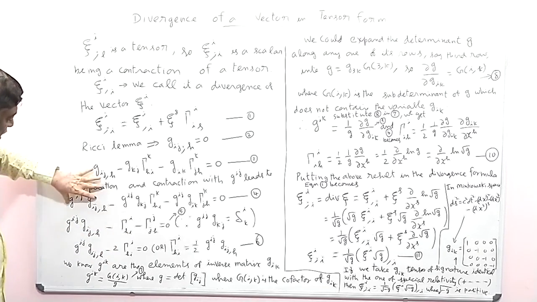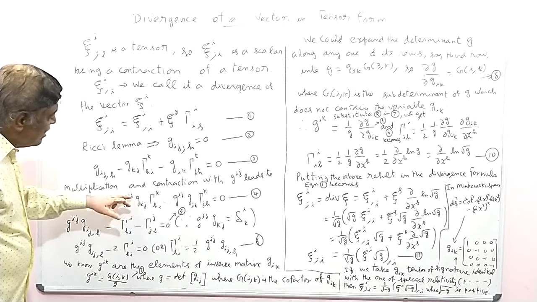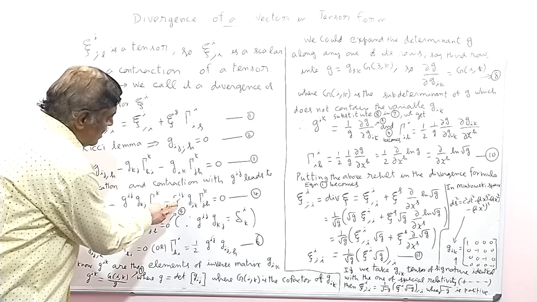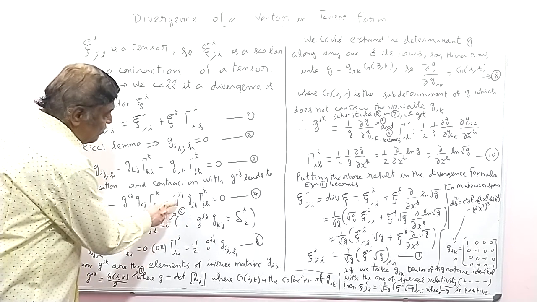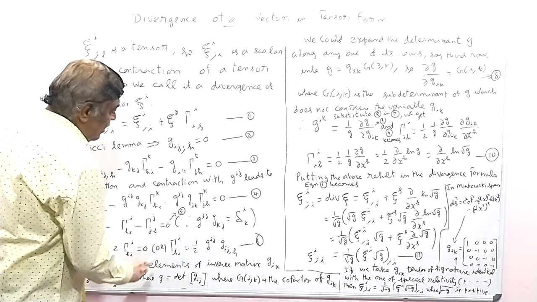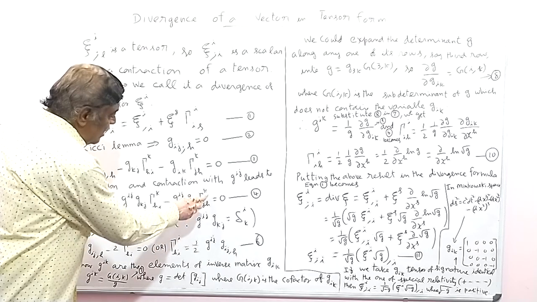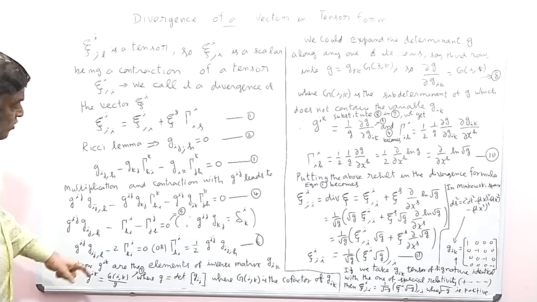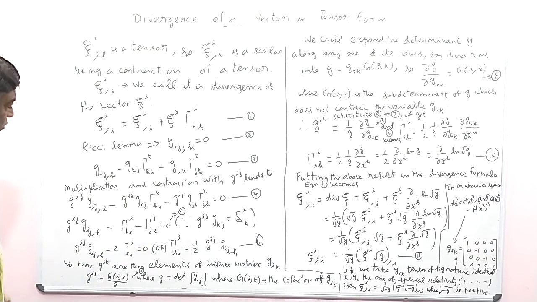So the first term you can write as it is. In the second term you put k equal to i. In the third term, here there is an i and i, so this is delta j k. So k must be replaced by j. Then that is the only non-vanishing term. So gamma j j h is equal to 0.